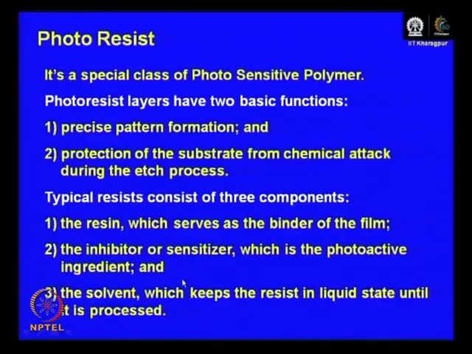So, this is another thing: if you have only the resin and the inhibitor, for example, the resulting material will be a very high viscosity material. It will be difficult to apply. You just saw there is a step called photoresist application. So, the photoresist application will be very difficult.